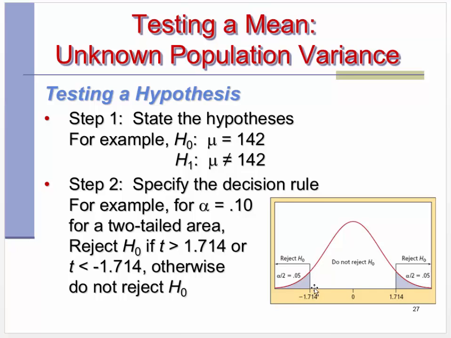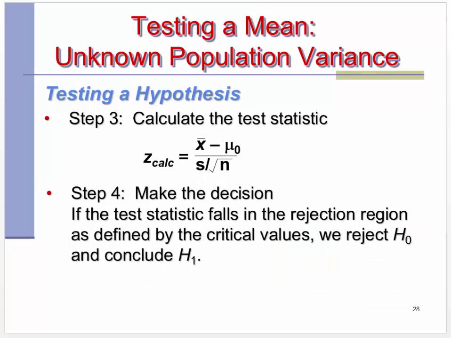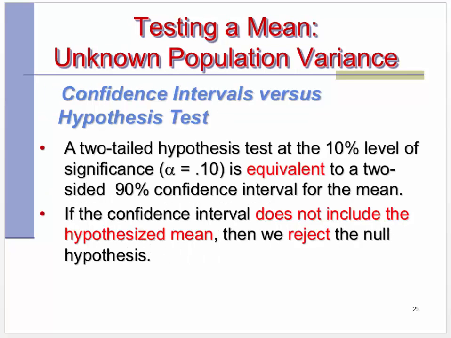Instead of z, we use the t distribution, and if it falls in the rejection region, we reject the null. If not, we do not reject the null. This is the calculated score using student t. We compare the calculated score with the critical value of t. Confidence interval versus hypothesis test is similar to what we talked about before. The two-tailed hypothesis test at a 10% level of significance is equivalent to a two-sided test using a 90% confidence interval. Right? If the confidence interval does not include the hypothesized mean, then we reject the null.